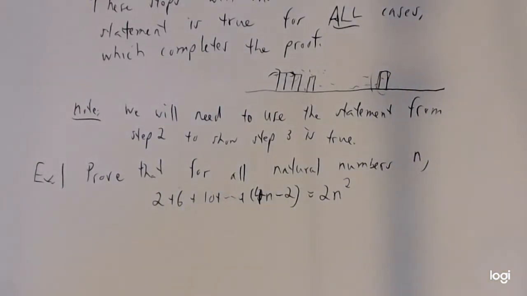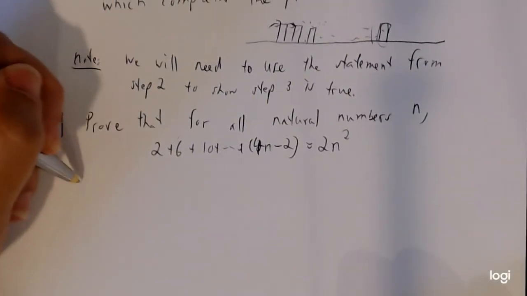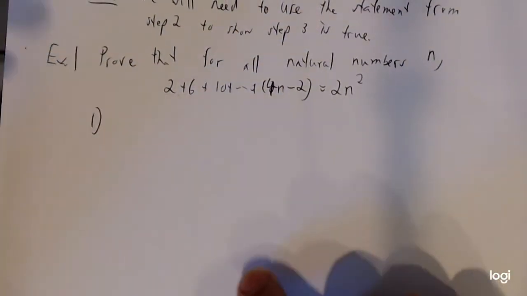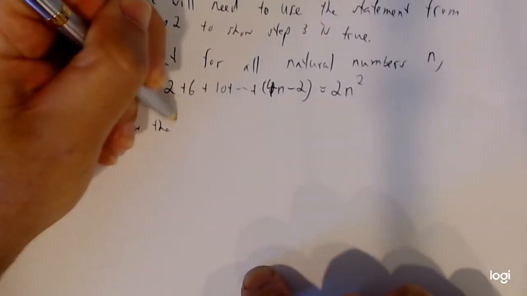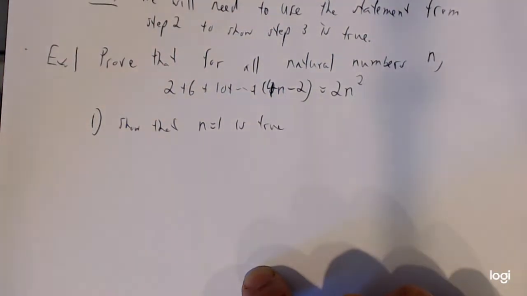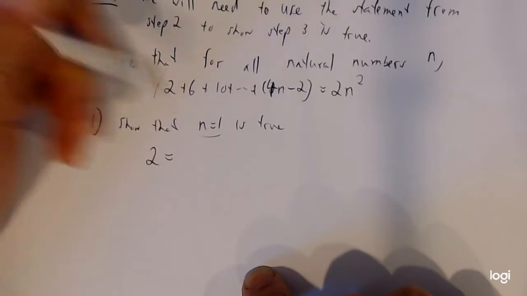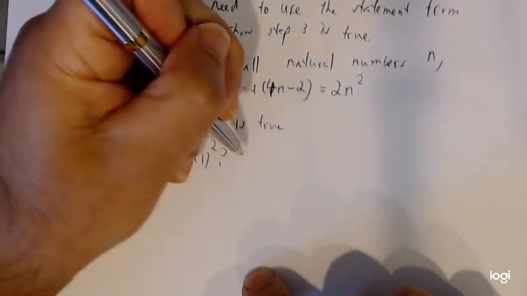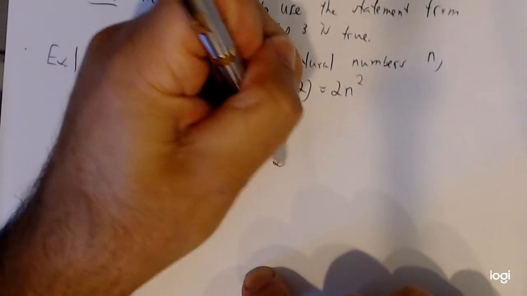And you can see why proof by induction works out perfectly here. So here's what we're going to do. By proof by induction, step 1 is what? We're checking just n equals 1. So we're showing that n equals 1 is true. If n is 1, what does that mean? I take the first term on the left side. So the question is, does 2 equal 2 times 1 squared? What do I know? 1 squared is 1, times 2 gives me 2, so 2 equals 2.